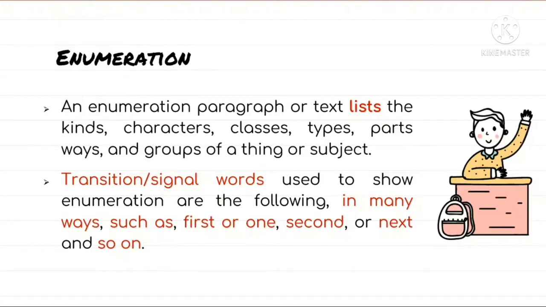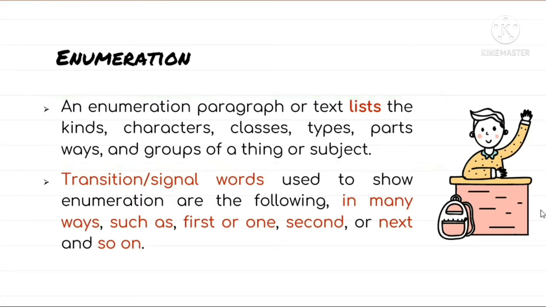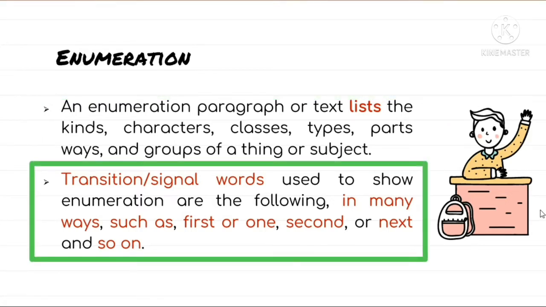Moving on to our new lesson, the third type is enumeration. An enumeration paragraph or text lists the kinds, characters, classes, types, parts, ways, and groups of a thing or subject. It simply lists down the kinds or characters written in the paragraph. It also uses transition or signal words, for example, in many ways, such as first or one, second or next, and so on. When we use first or one, we are counting the items.